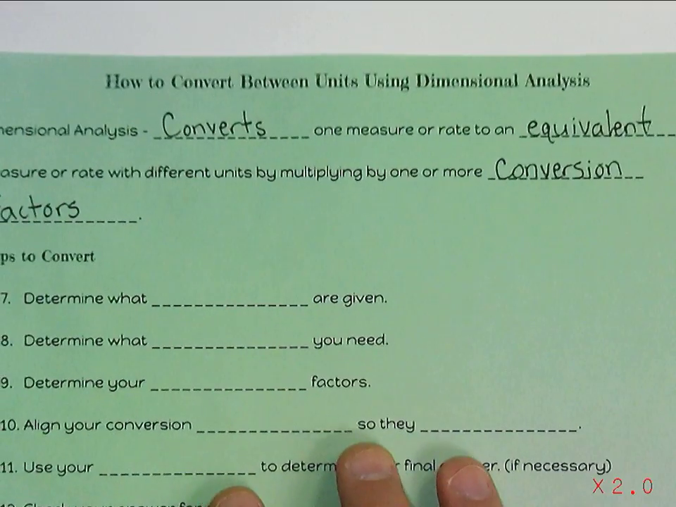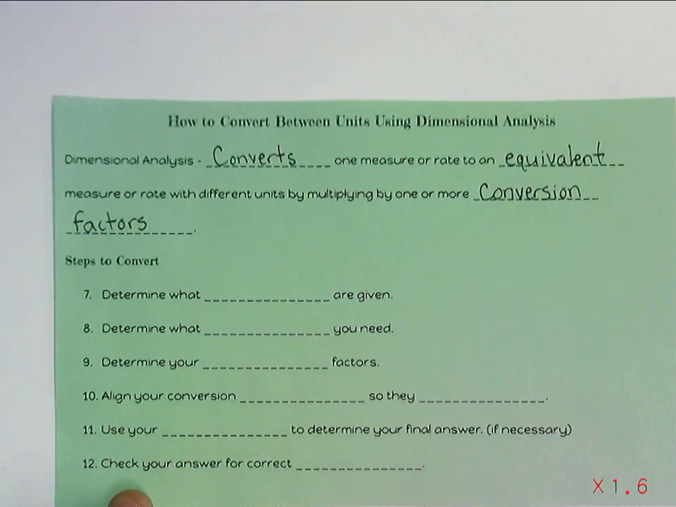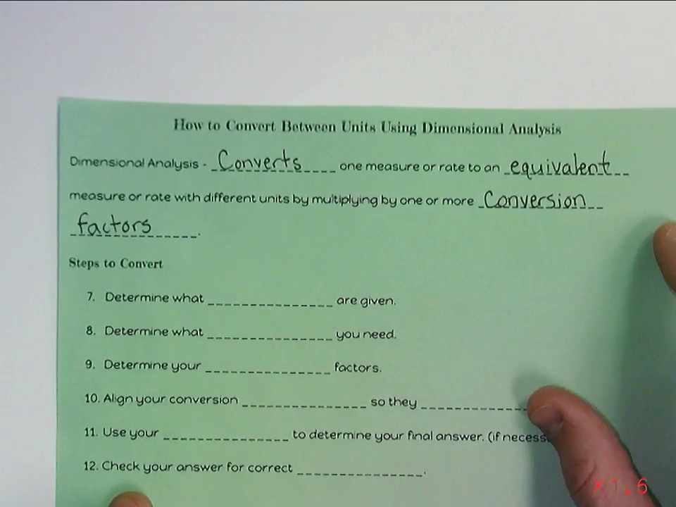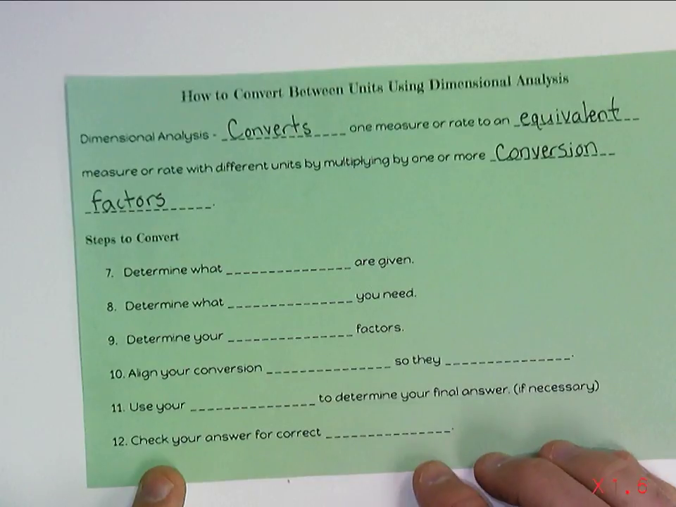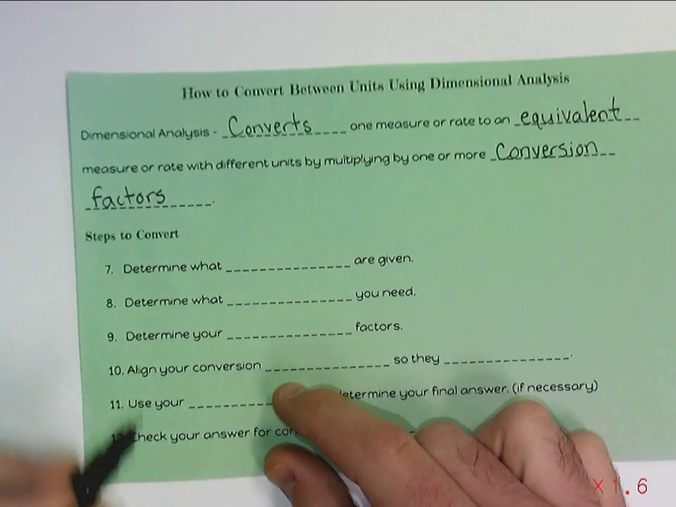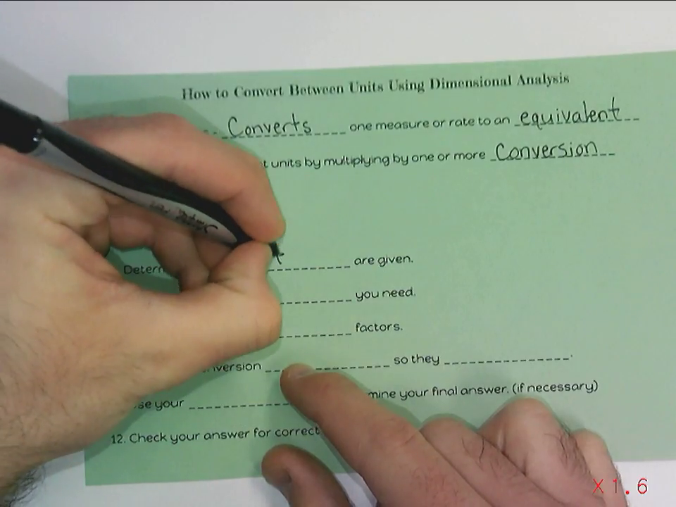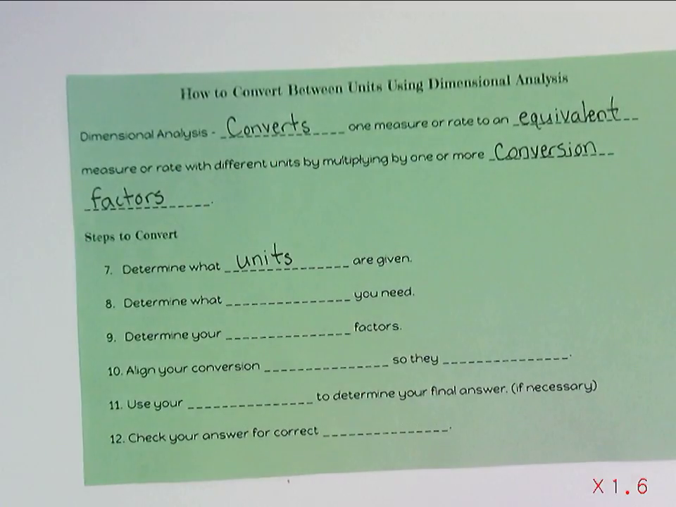So, once again, what dimensional analysis does is convert one measure or rate to an equivalent measure or rate with different units by multiplying by one or more conversion factors. And once we get into examples, we'll understand what this actually means and what we're doing. And down here, the different steps to convert are: determine what units are given first. So when you're starting a problem, you're going to have units that are given right away. So we'll determine what those are, and those should be easy to find.